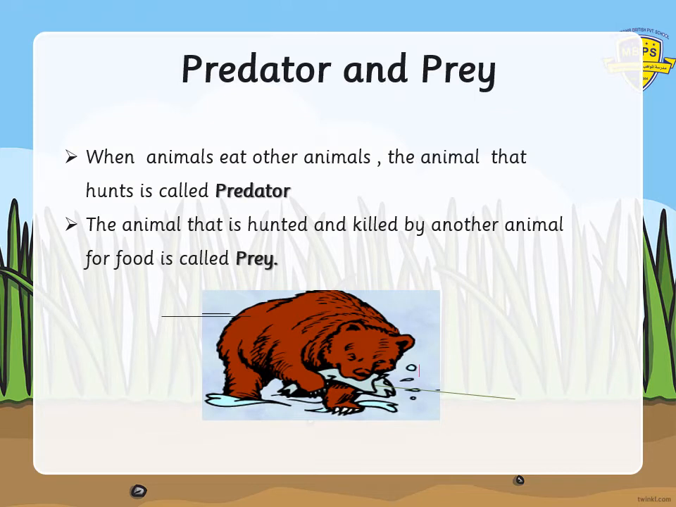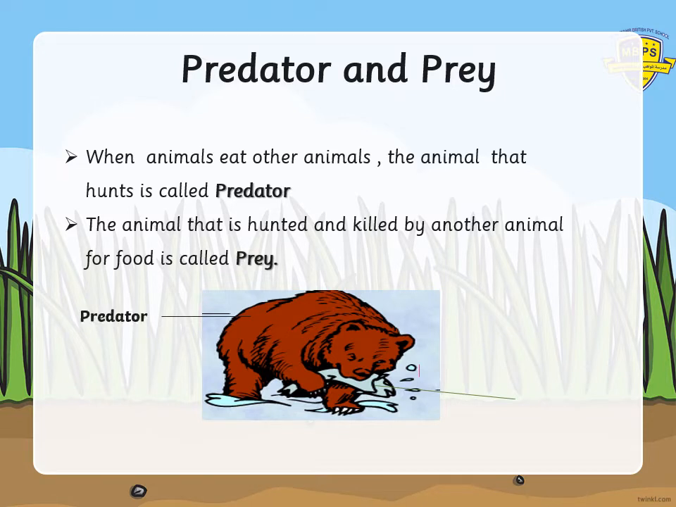Now let's learn about some other part of the food chain. It's connected, but it's called a predator and a prey. I think you do have an idea of a predator and a prey, but let's reinforce it. Review it again. When animals eat other animals, the animal is called the predator. You can look in the picture.